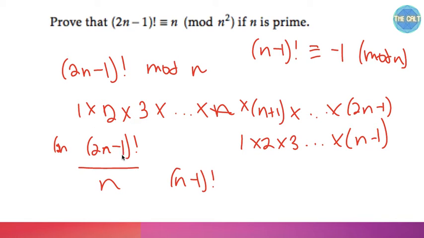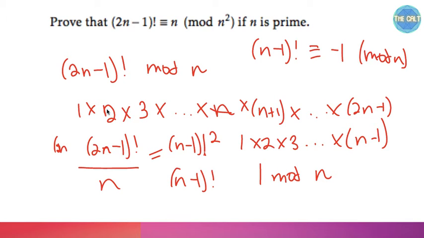So this whole expression, in other words, (2n minus 1)! over n is equal to, right on top, ((n minus 1)!) squared. And since we know by Wilson's theorem, (n minus 1)! is equivalent to negative 1 mod n, we know that ((n minus 1)!) squared is 1 mod n.